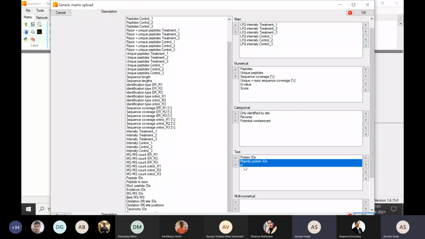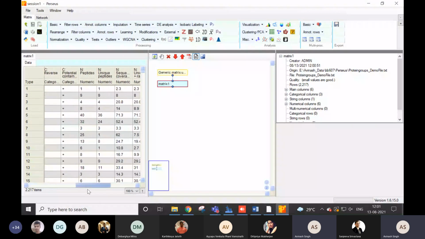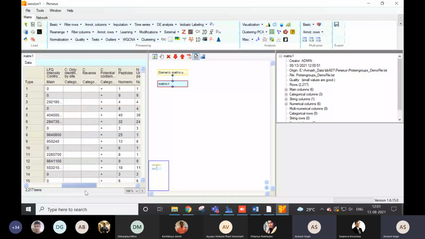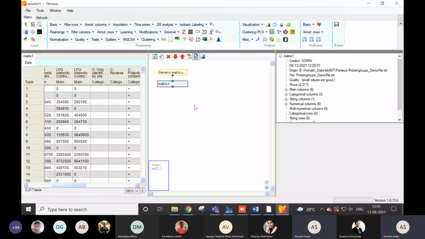Here also we do not need the majority protein ID, protein ID, and this kind of thing. After that we can just click OK, and here you can see that all the matrix gets uploaded, and you will find all the columns which you have selected. So the matrix is generated.